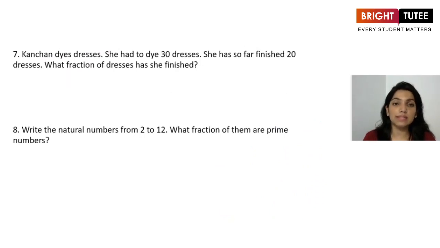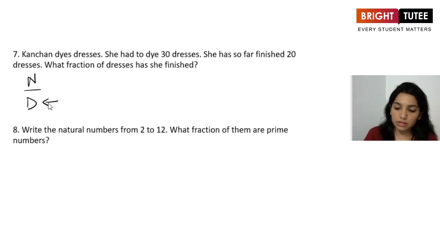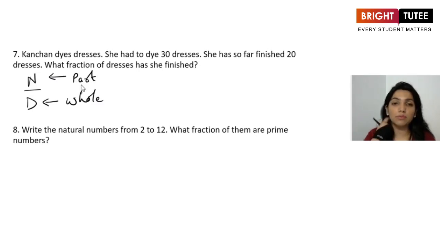Question number 7. It says Kanchan dyes dresses. She had to dye 30 dresses. She had so far finished 20 dresses. What fraction of dresses has she finished? Okay. So now how do we do this? I hope you will remember that whenever you are writing a fraction, it needs to be a numerator over a denominator, where the denominator comprises the whole and the numerator is the particular part that we are talking about, right?